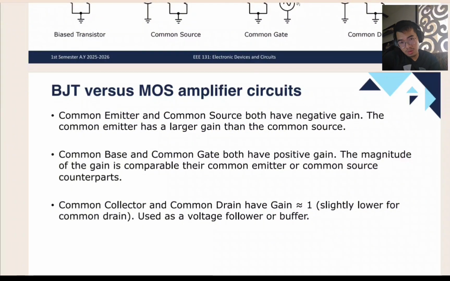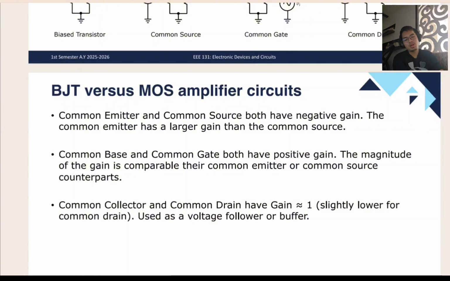Okay. So for the BJT versus the MOS amplifier, for the common emitter and common source, they both have negative gain. The common emitter has a larger gain than common source, which is expected because it's a BJT. It's an exponential yung current equation niya. For the common base and common gate, they both have positive gain. The magnitude of the gain is comparable to the common emitter and the common source counterparts. It's just that it's a positive counterpart.